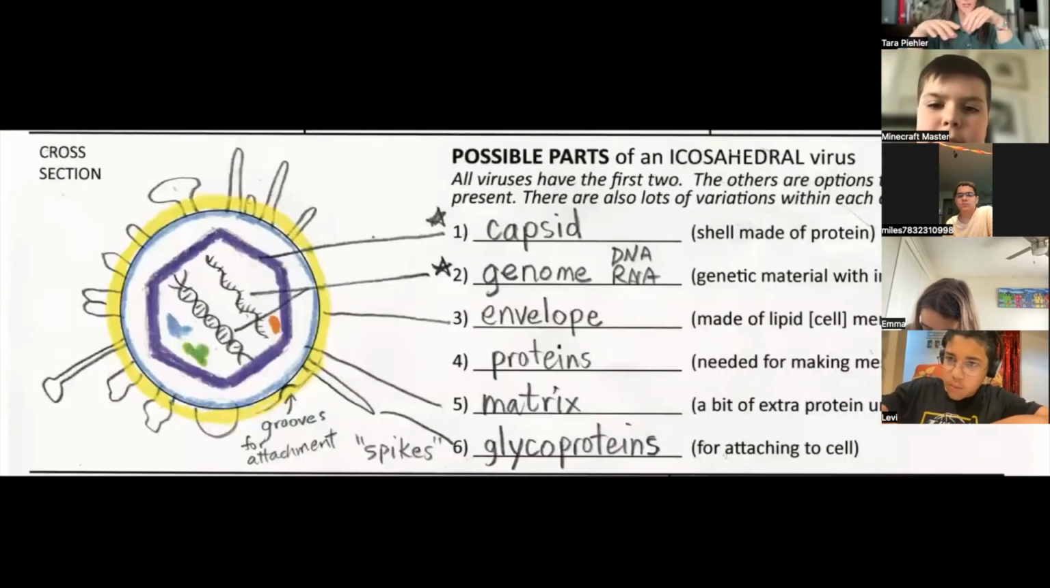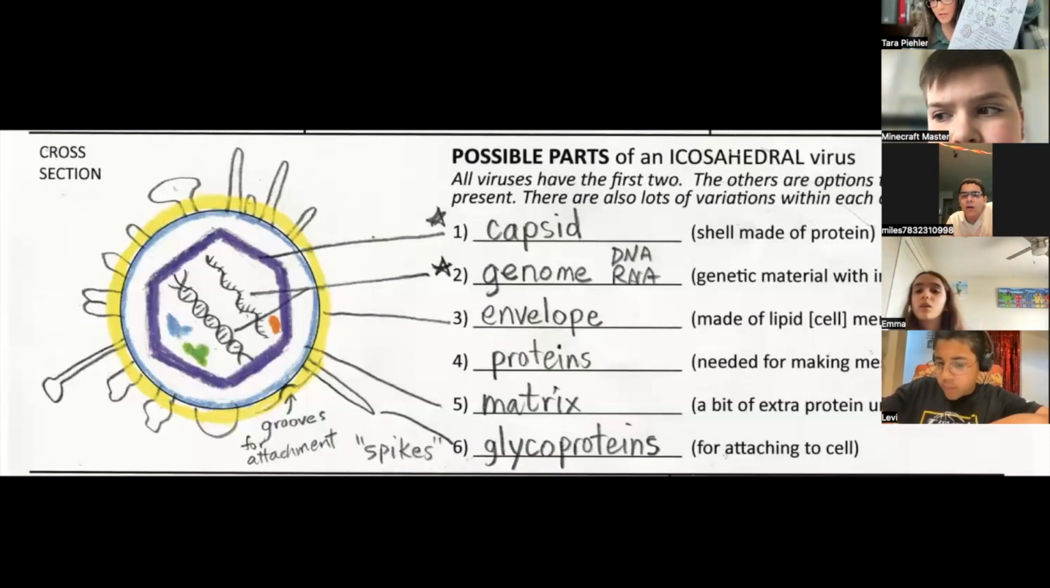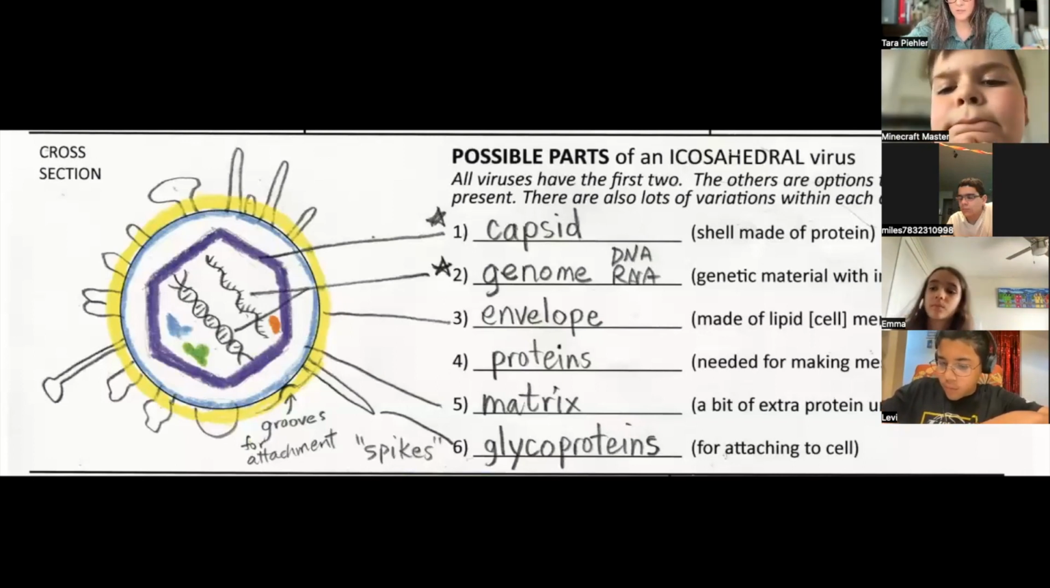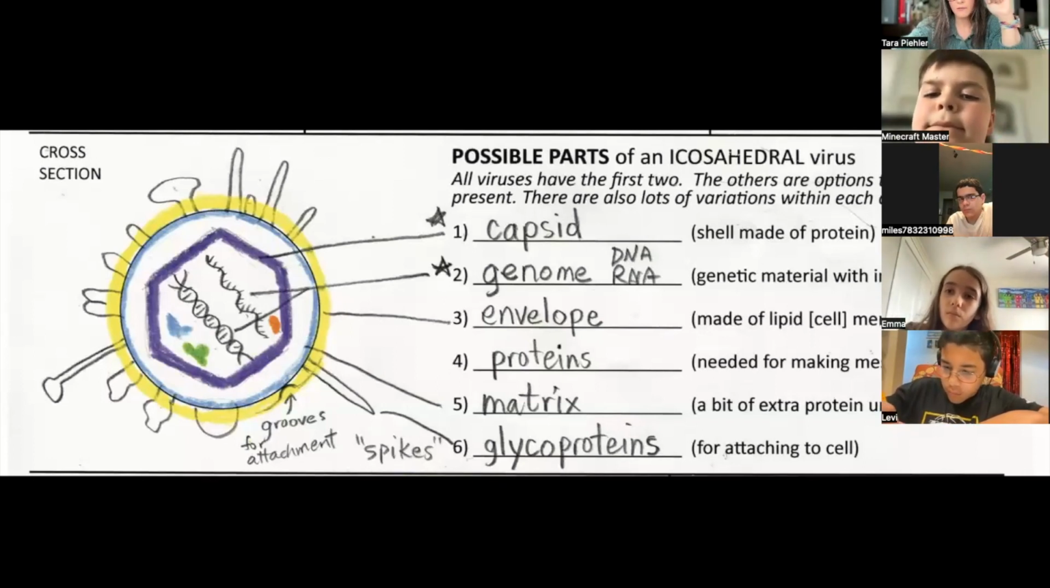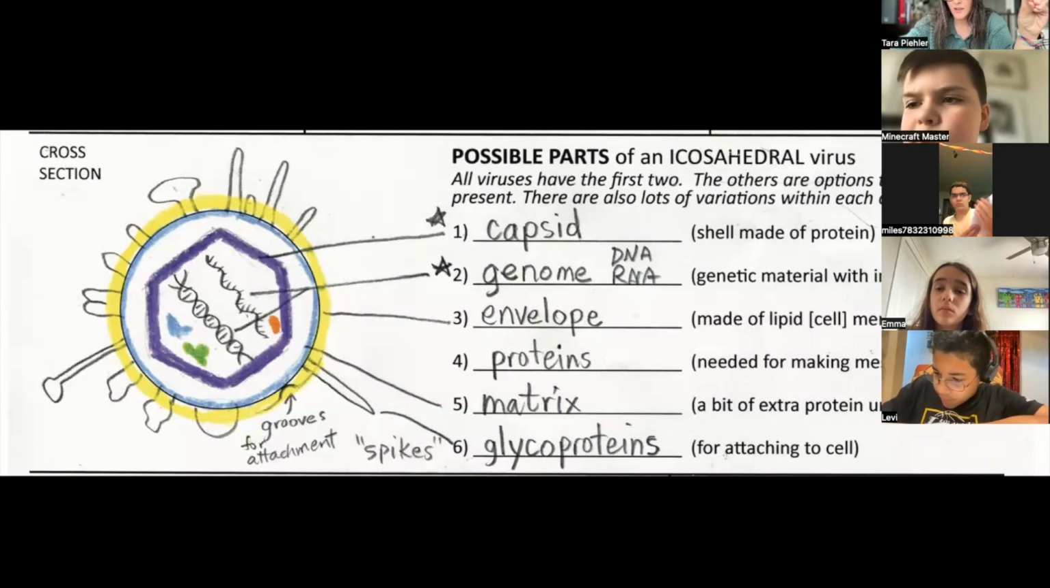Here, let's see if I can show you. Do you guys still have the virus morphology sheet that we did last time? If you don't have it with you, that's fine. But this is part of it. So we have the capsid and the genome. What's the genome? Like the RNA and DNA. It's how it's going to replicate, right? It's the instructions on what it's going to give our cells to replicate another virus.